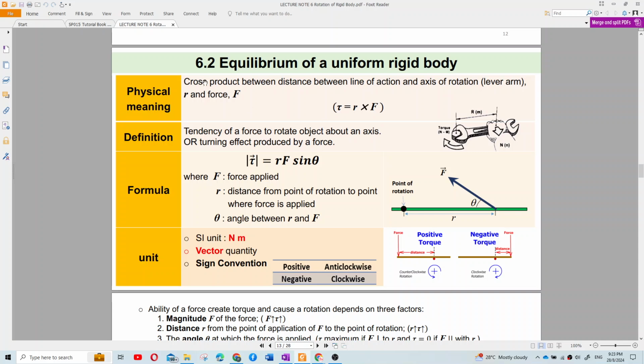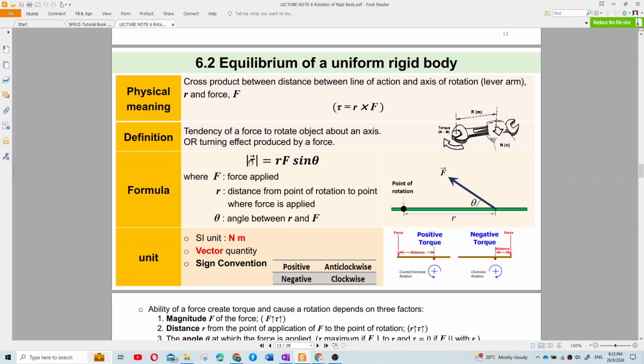Now, okay, so equilibrium of uniform rigid body. Now we need to talk about a new quantity, which is what we call torque. Torque is a cross product between the distance between the line of action and the axis of rotation, which we call the lever arm, R, and force F. So torque is R cross F. The definition of torque is the tendency of a force to rotate an object about an axis, a turning effect produced by a force.